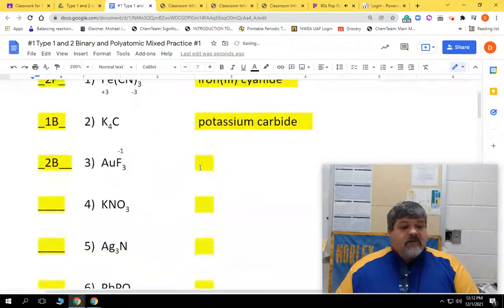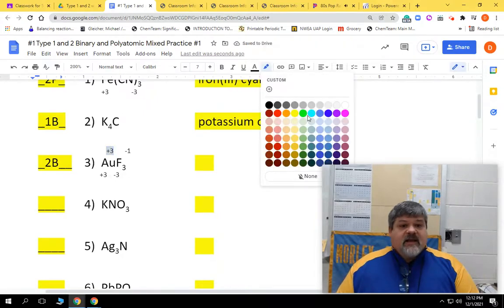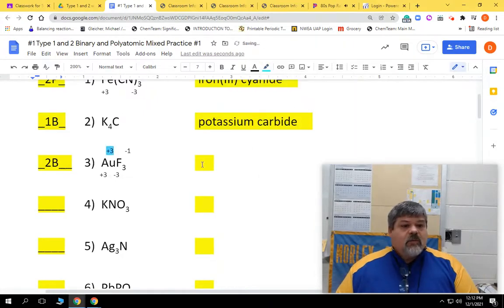Well, how many fluorines do we have? We have 3 fluorines, so my total charge is going to be a -3, which means that my charge for gold is going to be equal but opposite, a +3. I'm going to divide that by the number of golds we have, which is 1. So I come up here, and that's going to be a +3. That will be my Roman numeral. So again, I like to highlight that to make sure I know that that's my Roman numeral.